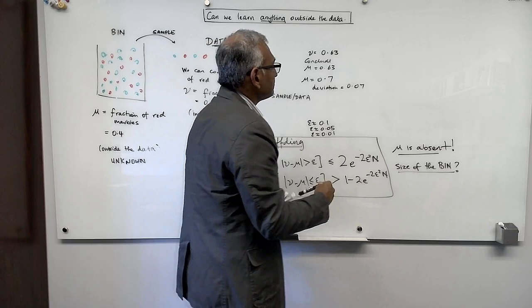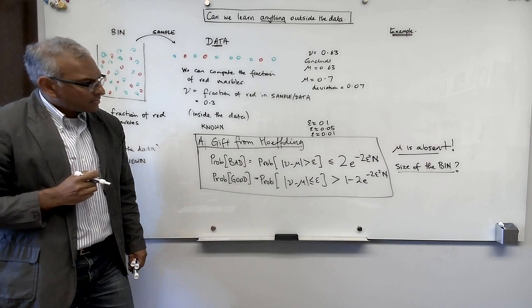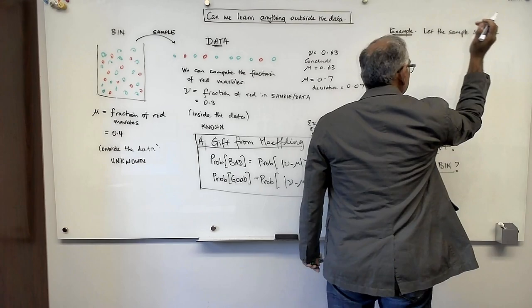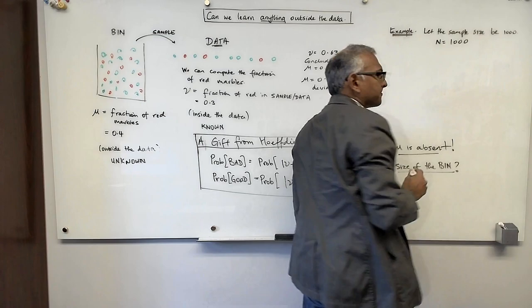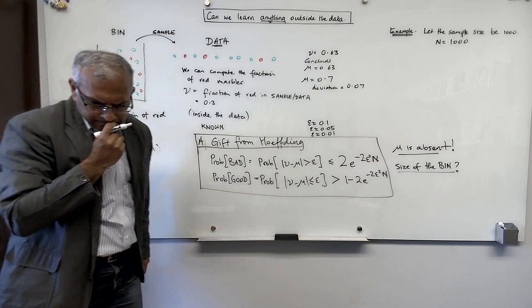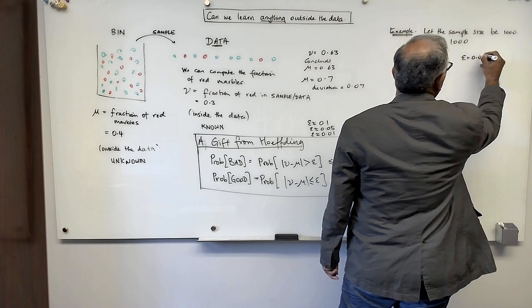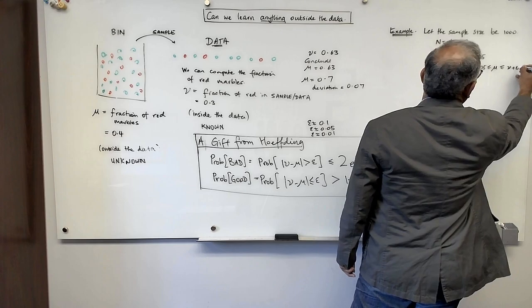So, example. Suppose the sample size is n equals 1,000. And let's consider two situations. Then, if your epsilon is 0.05, that means that nu minus 0.05 is less than or equal to mu, is less than or equal to nu plus 0.05. So my deviation is 0.05.